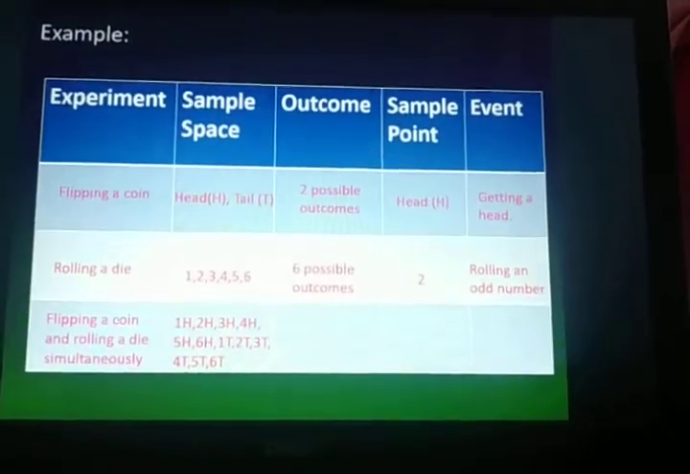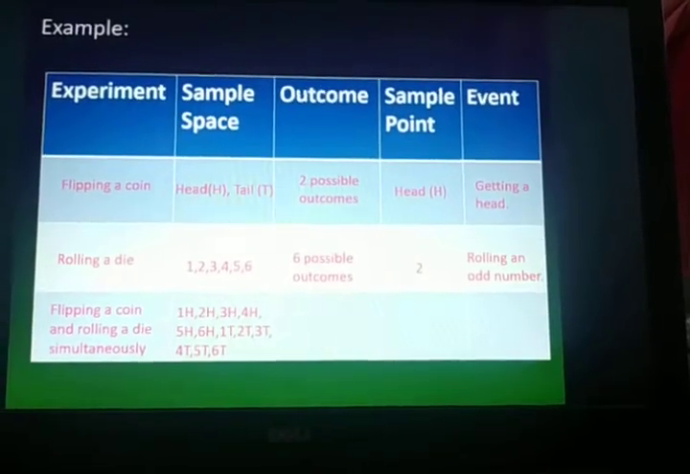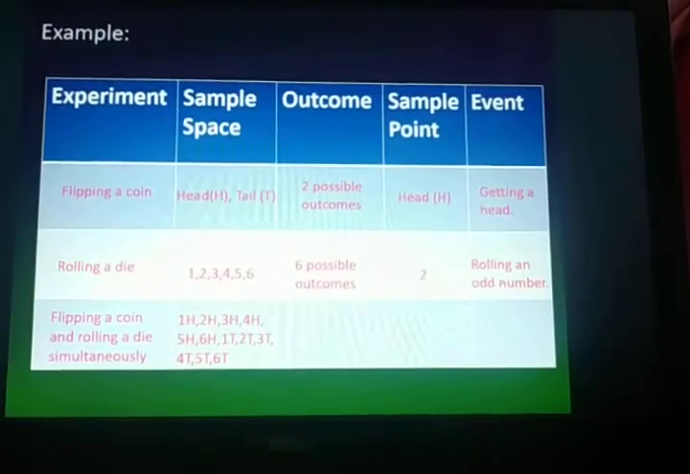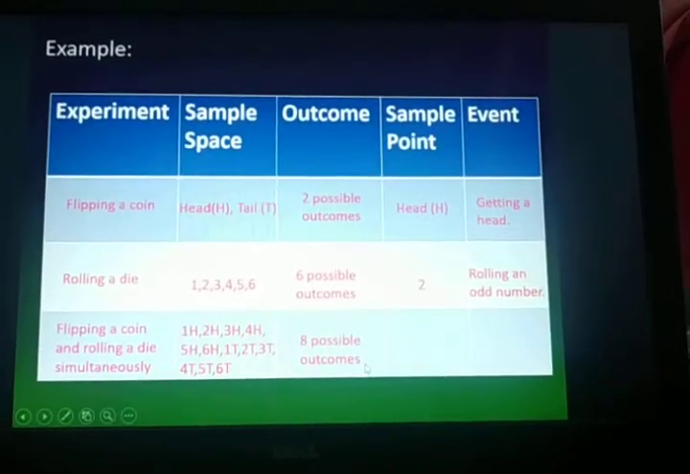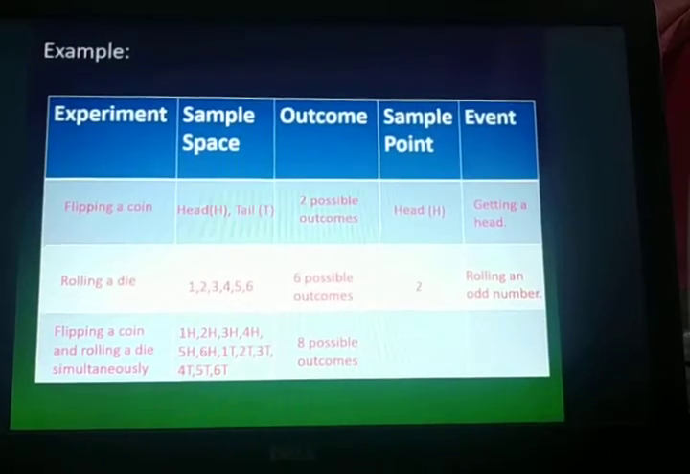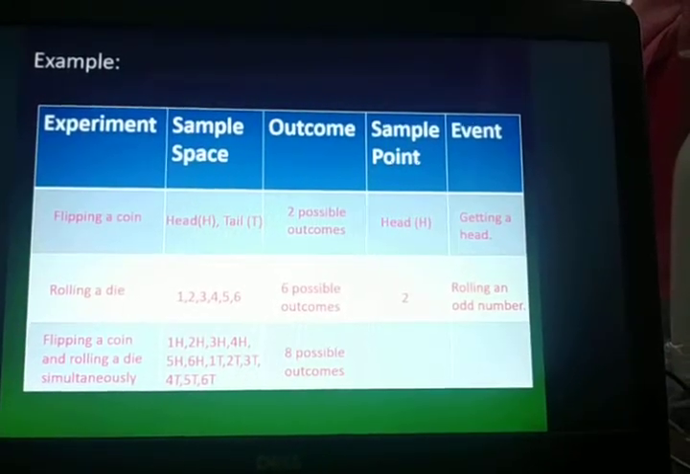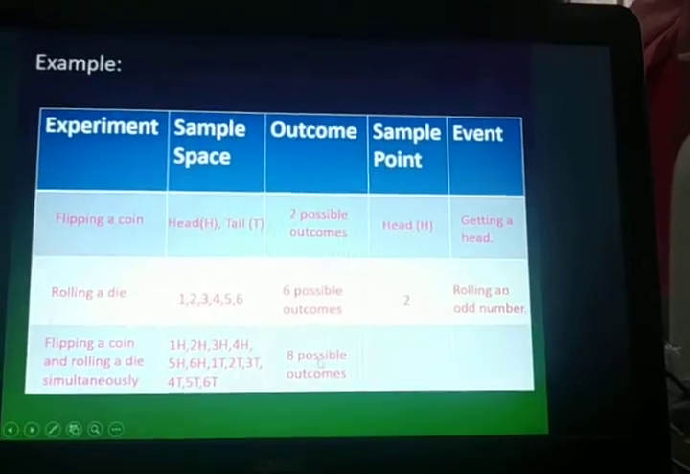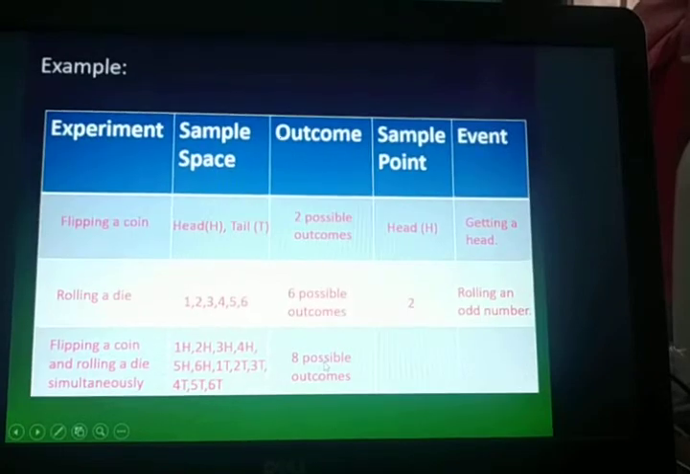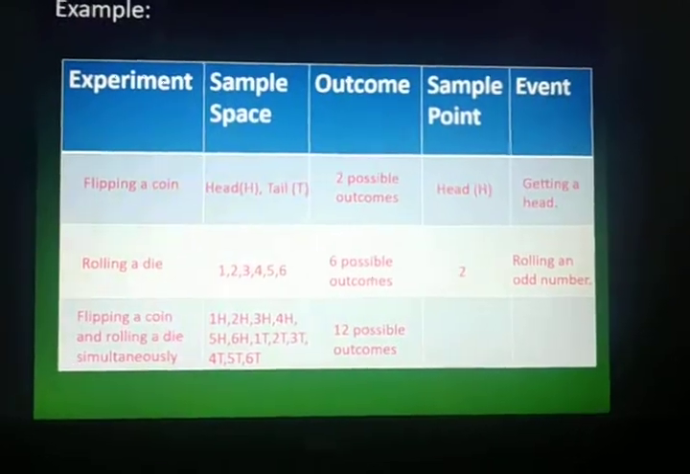So, the pairs are 1 to 6 with head, and 1 to 6 with tail. Count them all. How many are there? 1, 2, 3, 4, 5, 6, 7, 8, 9, 10, 11, 12. There should be 12 possible outcomes. So, I changed it already. The outcome is 12 possible outcomes.